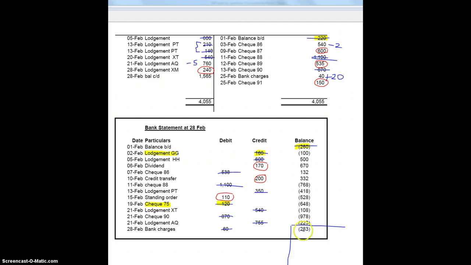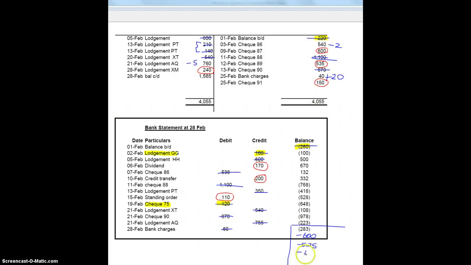So your starting point is your closing balance, 283, and all you do is put in the amounts that were recorded in the T account and didn't get processed yet or presented for payment. So check 87, that's a -600, it's going to be money out. Check 89 is -535. And check 91 hasn't been presented for payment yet, but it will be.